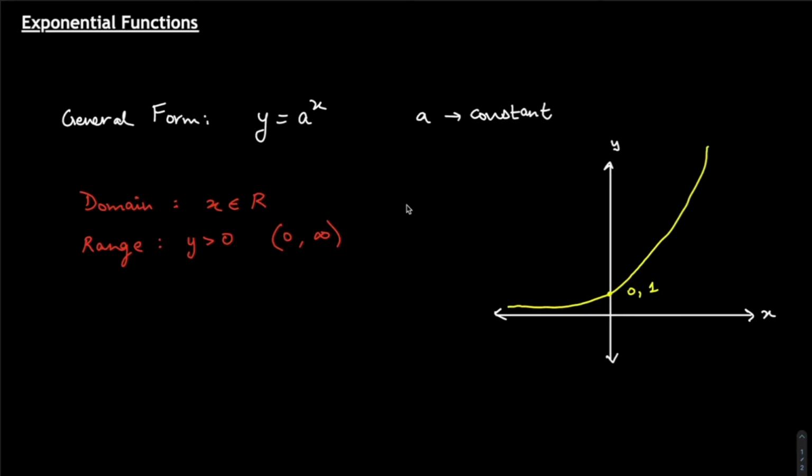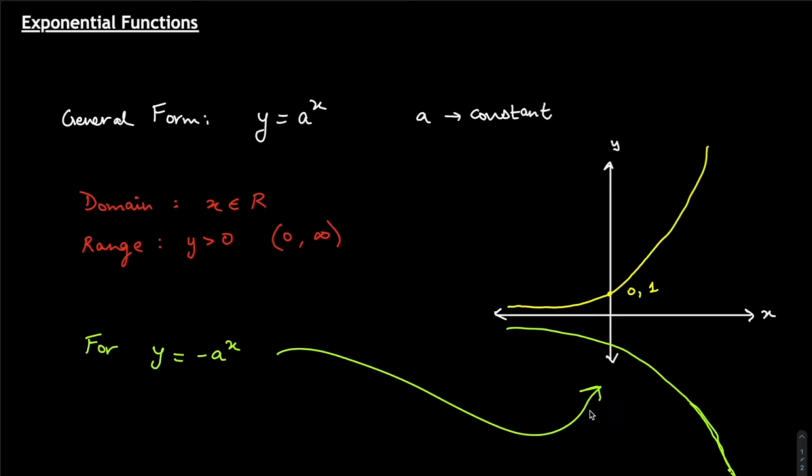Obviously, if you add a negative sign, we're going to have an exponential decay. Sorry, that's going to be for negative a, my bad. If you have negative a raised to the power x, it's going to be something like this. Let me write it in green. So for y equals negative a to the power x, we're going to have something like this. It's just a reflection over the y-axis. Sorry, the x-axis, my bad. So it's a proper reflection like this.